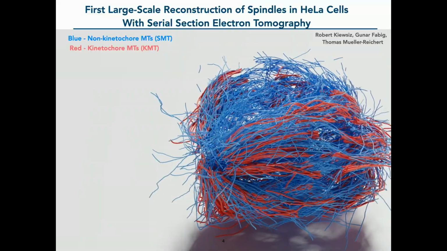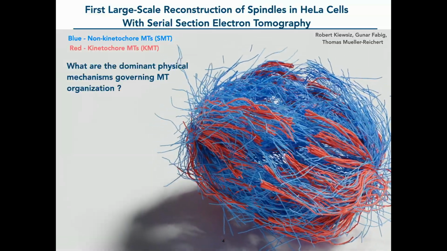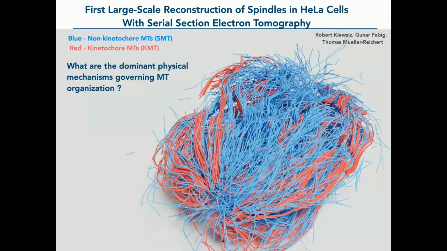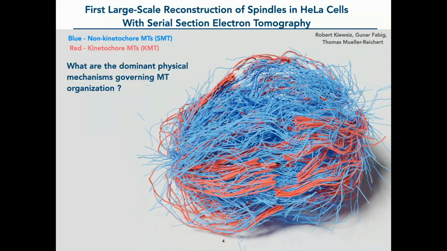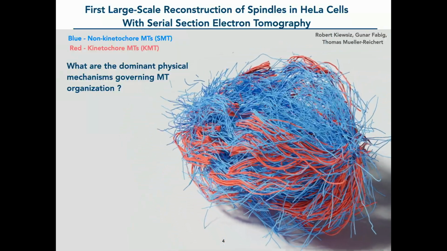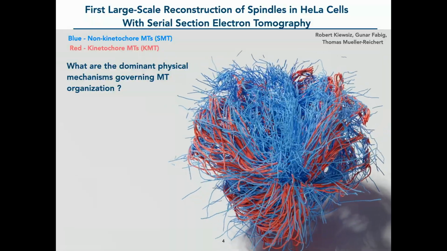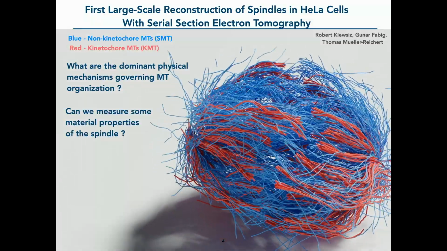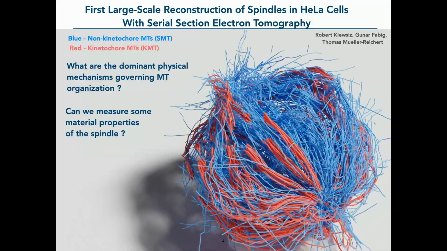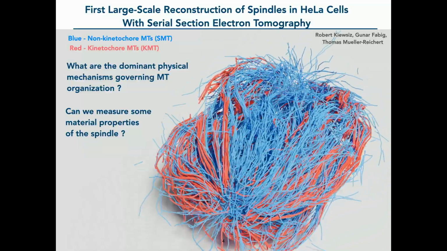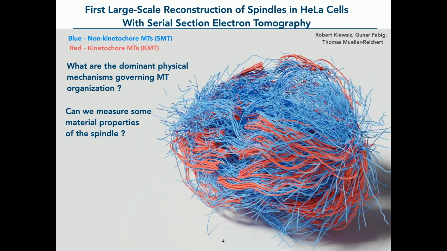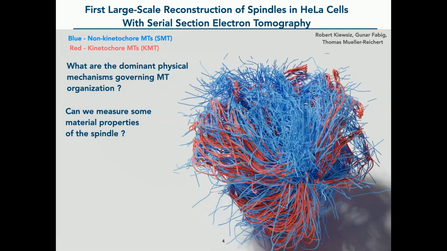So what are the questions we are interested in? The first question is, can we use this data to actually probe the physical basis of the spindle, to ask what are the dominant physical mechanisms that are driving the microtubule organization in the spindle? And secondly, can we use a class of active matter models that Margaret alluded to in the earlier talk and actually measure some material properties of the spindle based on this model, right? So let's just jump right in.